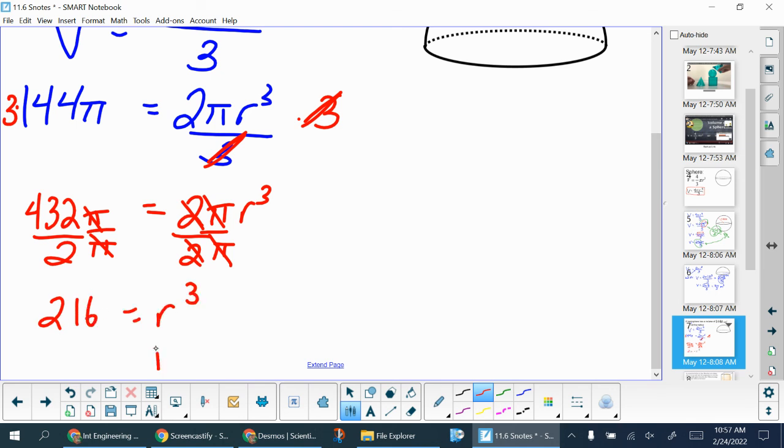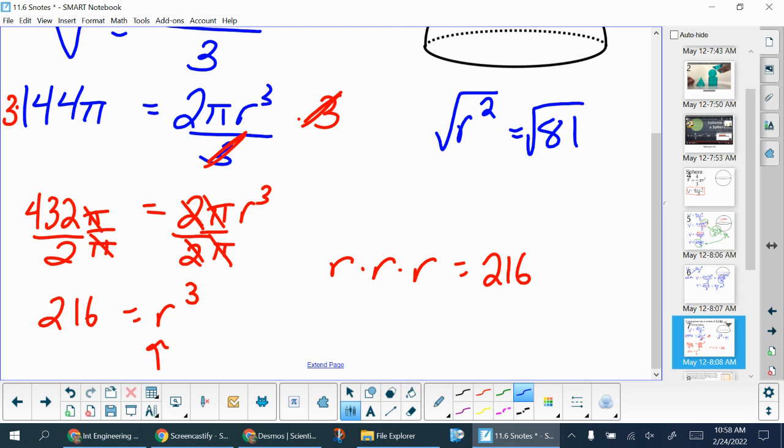Now at this point, since we're trying to find r, we are trying to find a number where r times r times r equals 216. A number times itself makes 216. If you don't happen to know what makes 216 that way, this is where we got the idea of inverse operations. When we were talking about square roots, if I had r squared equals 81, I could take a square root. We have r cubed. We are taking a cube root, and we denote that with this little 3 up above the root symbol.